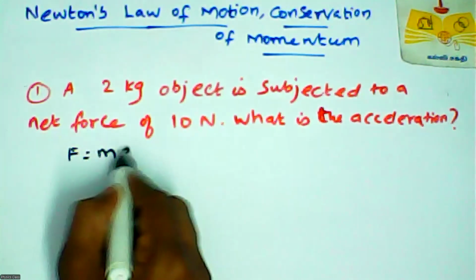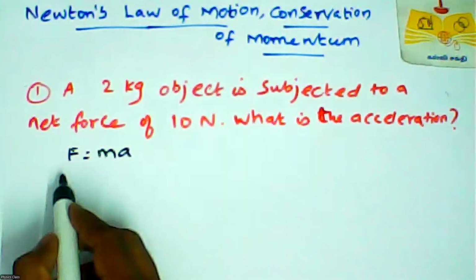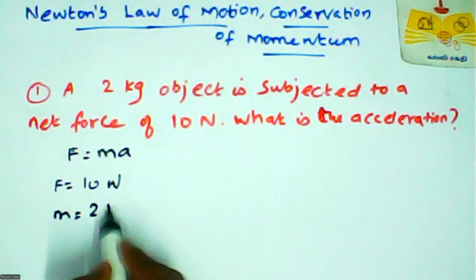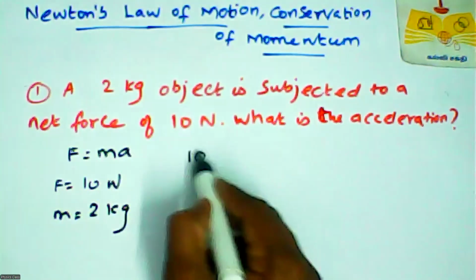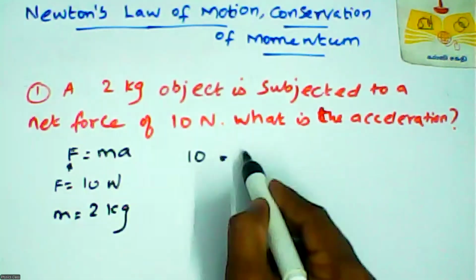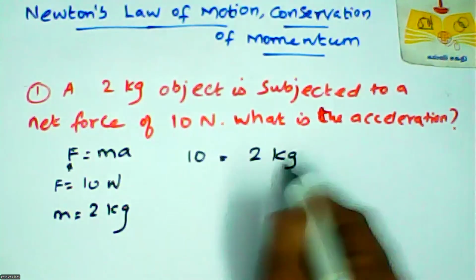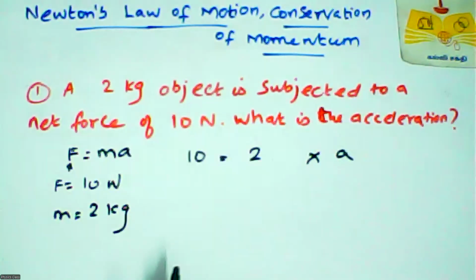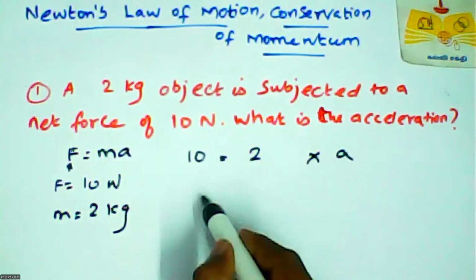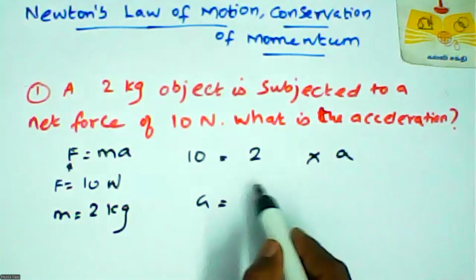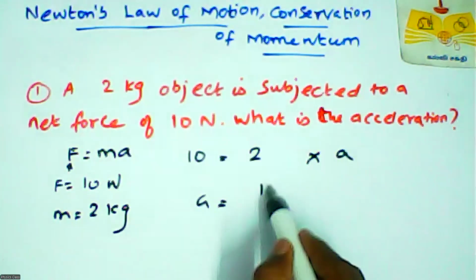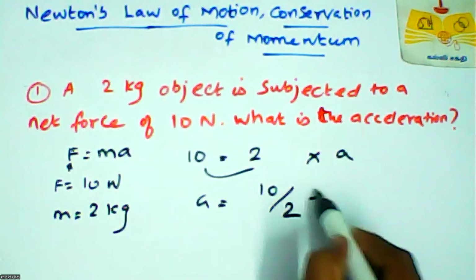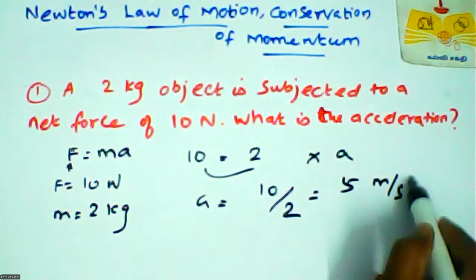F is equal to ma. We have F is equal to 10 Newton and m is equal to 2 kg. So 10 is equal to 2 kg into acceleration, so 2 into a. To find the acceleration, we divide the force by mass. So 10 by 2. We will get 5 meter per second square.